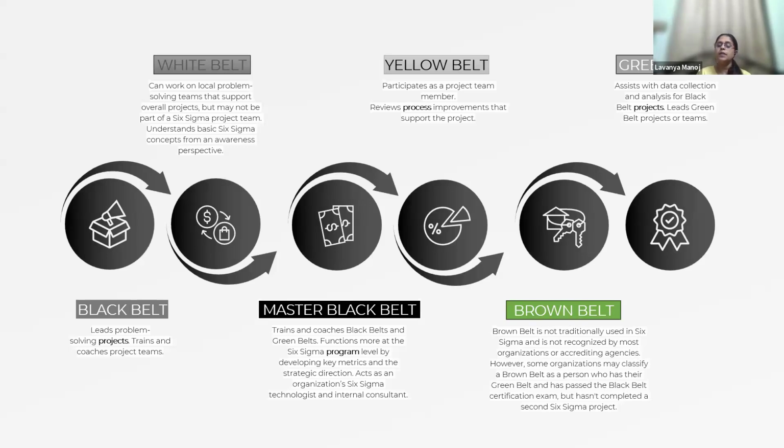So what brown belt means here is that some organizations may classify a brown belt as a person who has their green belt and has passed the black belt certification exam but hasn't completed a second Six Sigma project. So they have done only the first project or dealt with only one project. They have the certifications of green belt and black belt, but without good experience, so they come under brown belt. So this is what Six Sigma is all about.